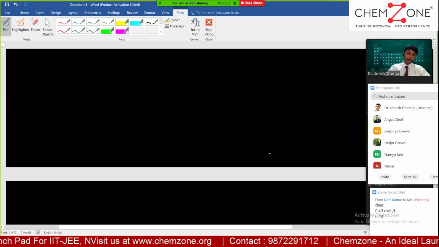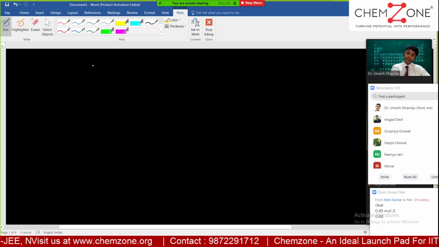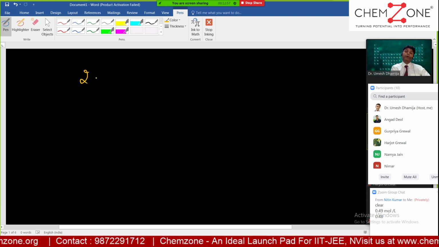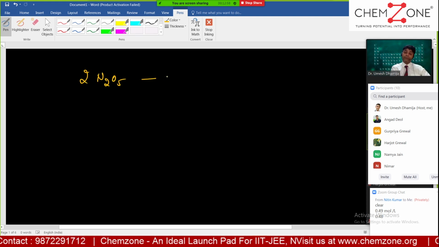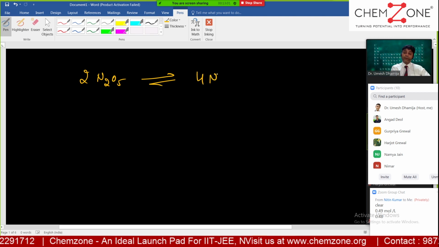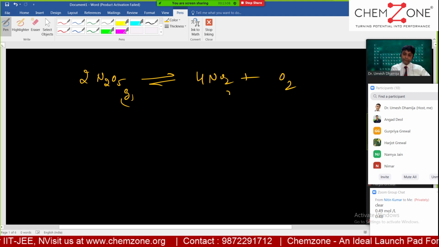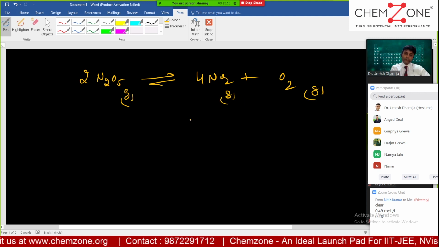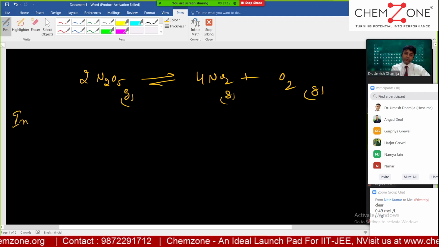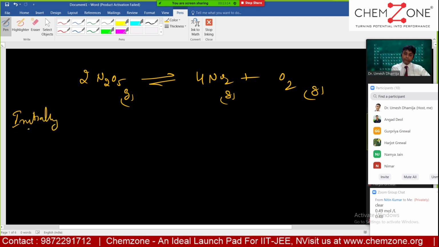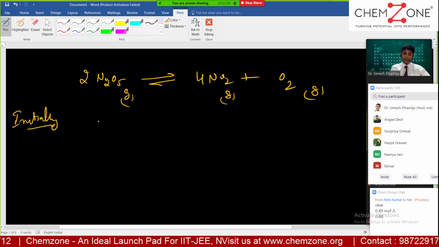Now can you solve it for another one? Let it be this one. 2 mole of N2O5 in equilibrium with 4 moles of NO2 plus O2, all in the gaseous phase. Initially, okay, now let me know.